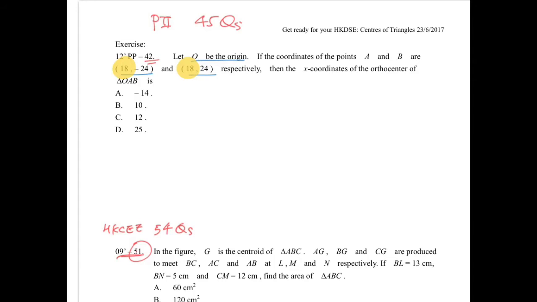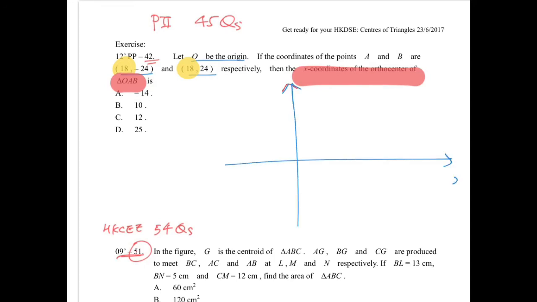Next, the question is asking you to find the x-coordinate of the orthocenter of triangle OAB. If I don't have the picture, I can't figure out what I'm going to find, so I plan to draw the picture by myself. It's a big picture, with the xy axes, and then 18, 20 minus 24. So you have the point A, 18 minus 24. B will be to the right by 18, up by 24. So it is the point B, 18, 24.